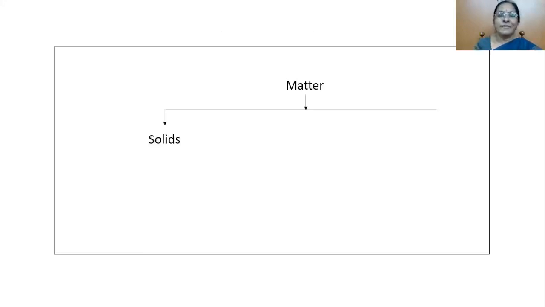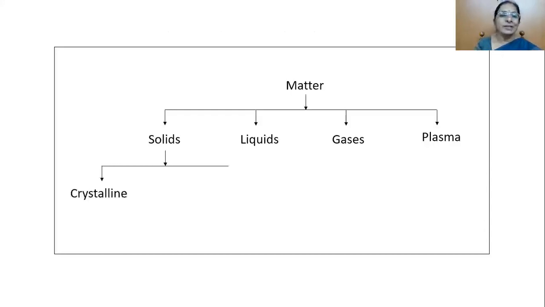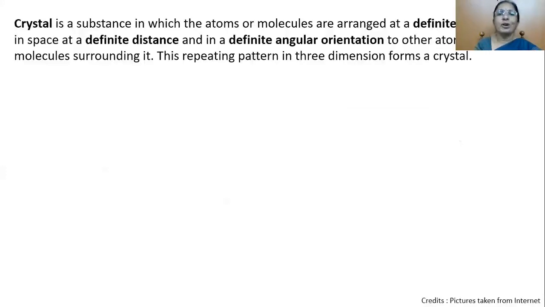Matter. All of us know matter is of four forms: solids, liquids, gases, and the fourth state is plasma state. Today we will discuss the types of solids. It is of two kinds: crystalline solids and amorphous solids. What are called crystalline solids?